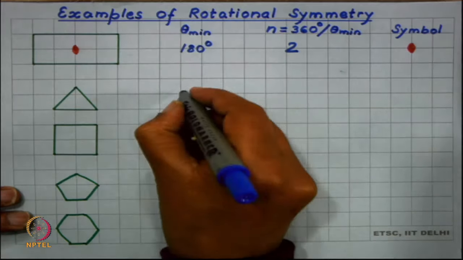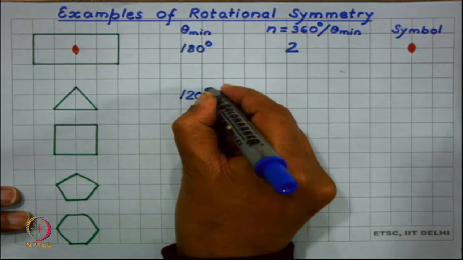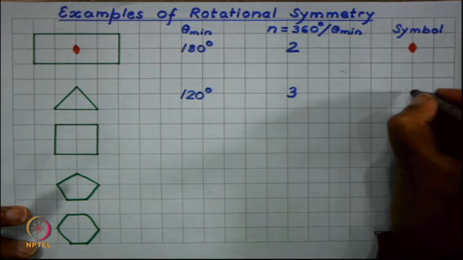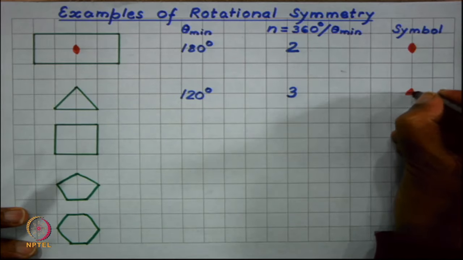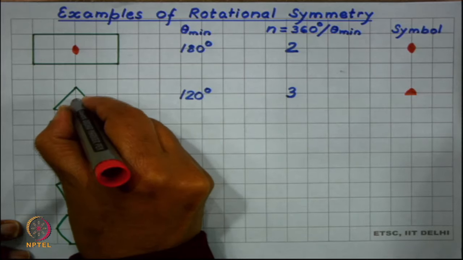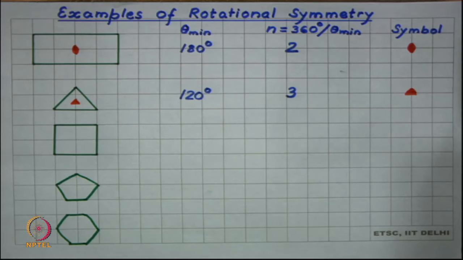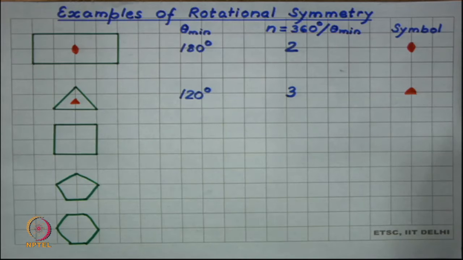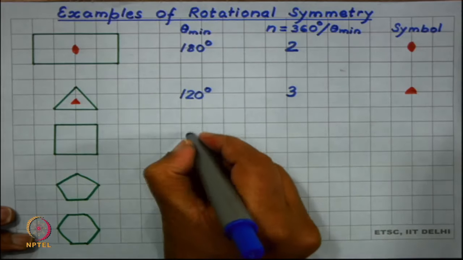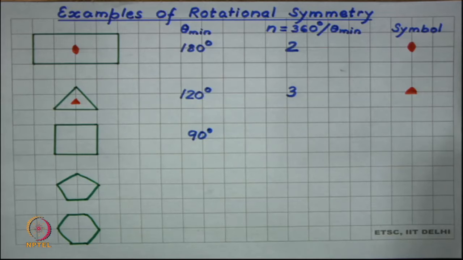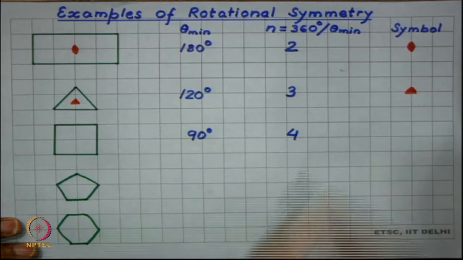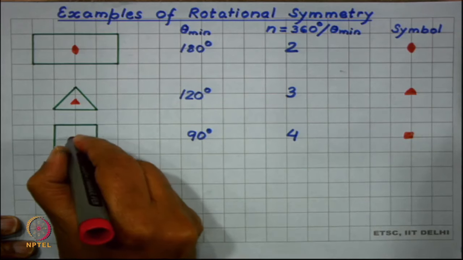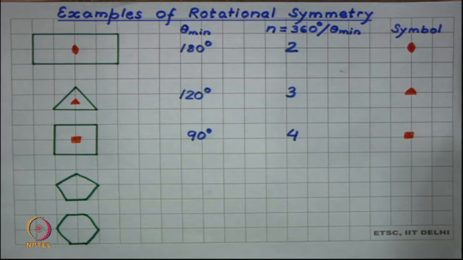An equilateral triangle will come into self-coincidence by a 120 degree rotation. So that represents a threefold axis of rotation, and this will be represented by a small little triangle. So I put the triangle in the center to indicate the bigger triangle, the green triangle, has a threefold symmetry in the center. This square obviously will be brought into self-coincidence by 90 degree rotation. So it possesses a fourfold symmetry axis, and the symbol is a little square, and I put that square there.